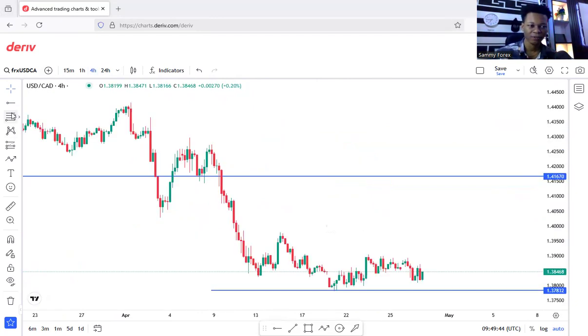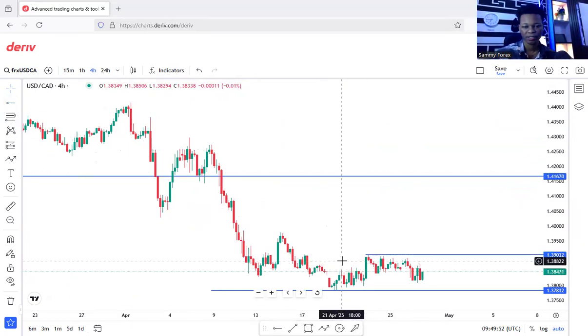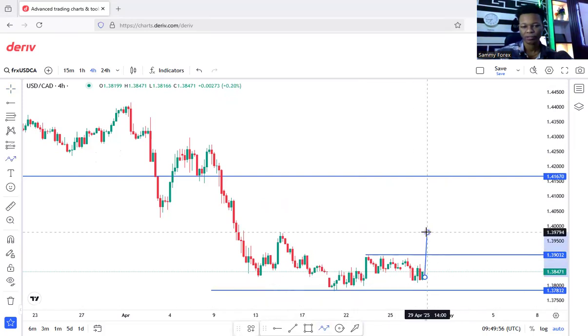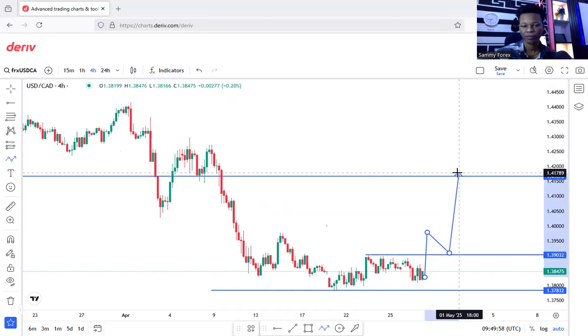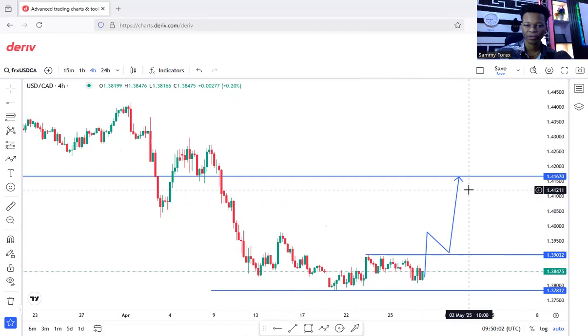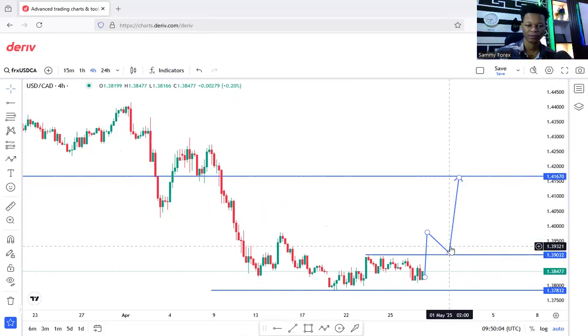The 4 hours time frame is telling us that if price should break out of this high, you should join the buyers, all right? This is your point of interest. If you break out, retrace, join the buyers back to this particular zone. If you see a double top confirmation here, you join the sellers back again.